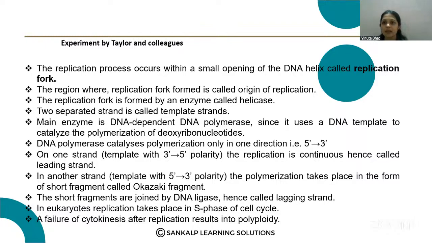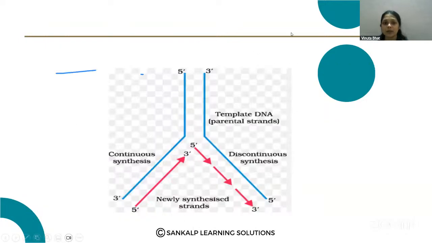Then let us study the actual replication. What is replication, how does it occur? The replication process occurs within the small opening of the DNA helix called the replication fork. So you understood what replication is. Now let us study how replication happens. First, some enzymes are required for this process. The first enzyme is helicase, DNA helicase enzyme.